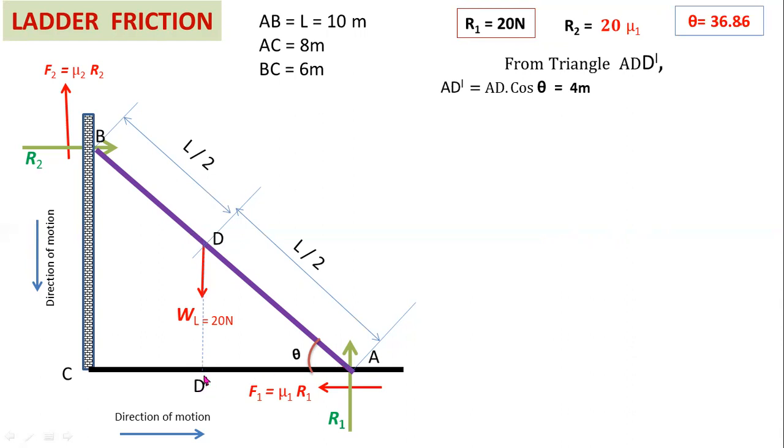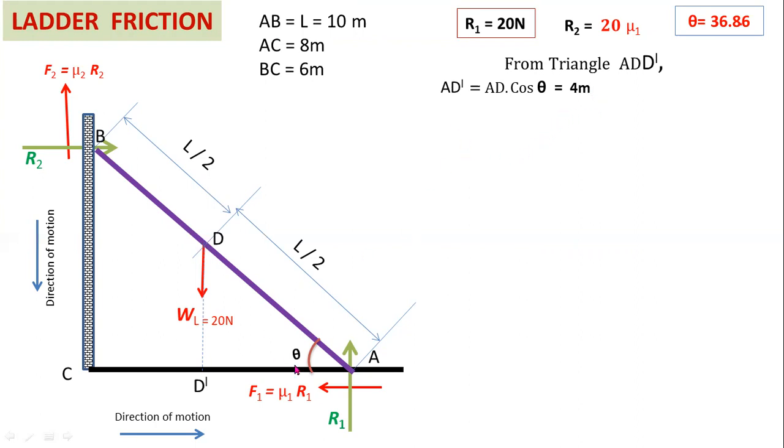From triangle ADD dash, the length of AD dash equal to AD into cos theta, since cos theta equal to adjacent side AD dash divided by AD. AD equal to L by 2, 10 by 2 equal 5 meters. So AD equal 5 meters and theta equal 36.86 degrees. So 5 into cos 36.86 degrees equal to 4 meters.